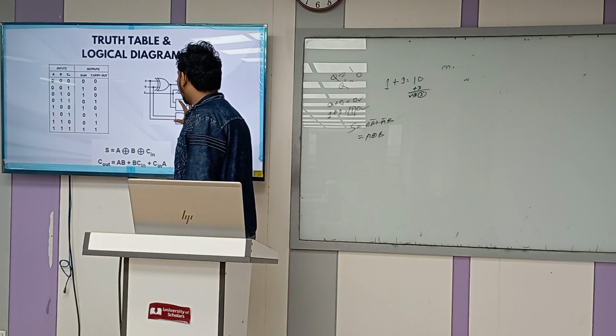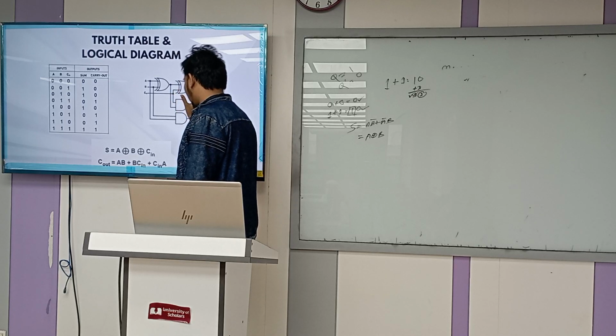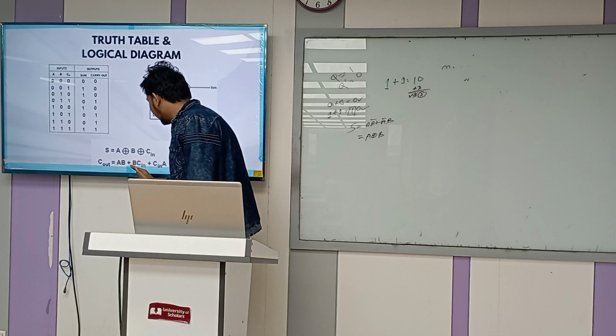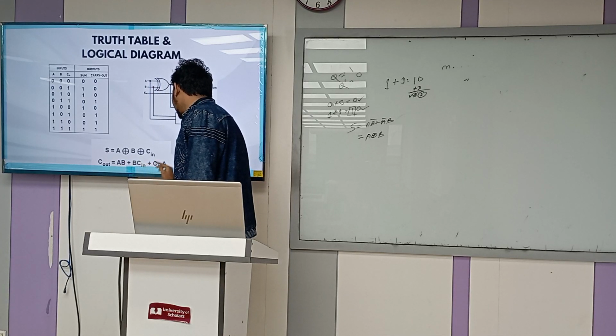This is the logical diagram, where sum is equal to A, B, and C in XOR gates, and the carry out is AB plus BC in plus C in A.